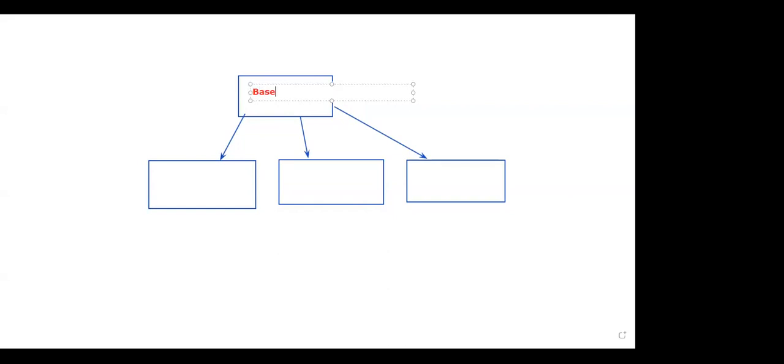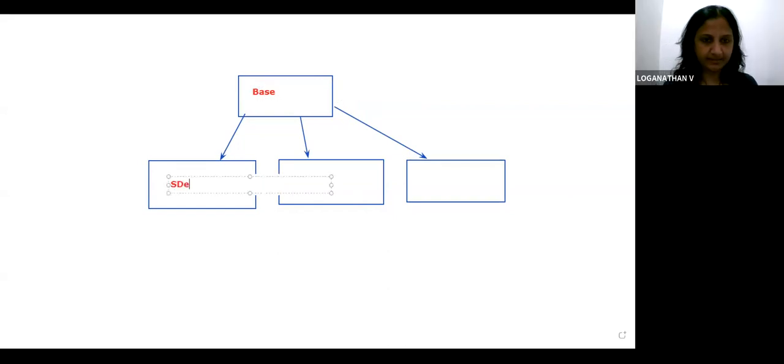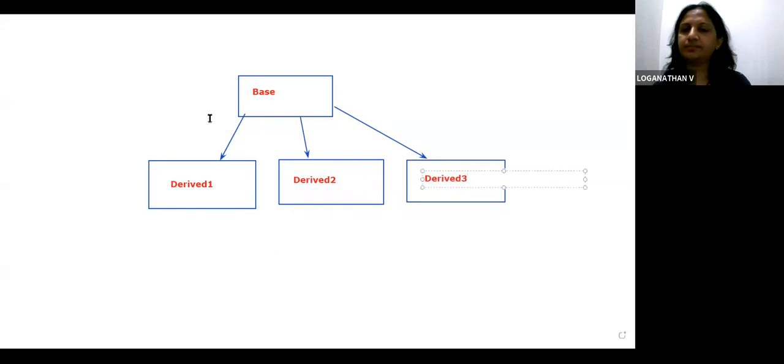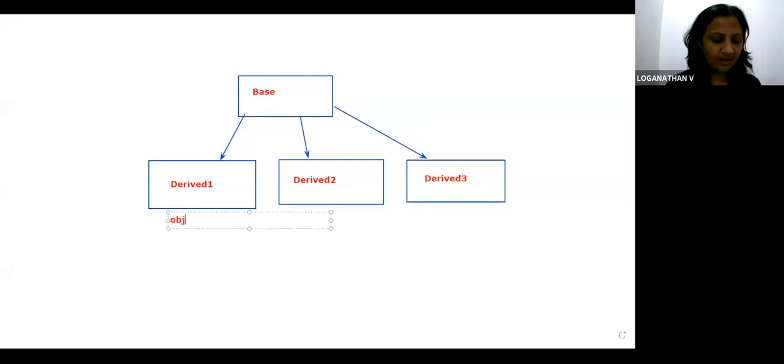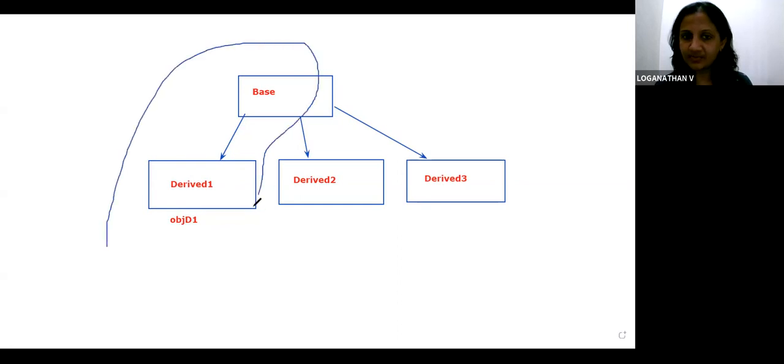I'll create a base class, and I'll create a derived one. You guys remember I have done this one. Derived two. Then to which class should I create the object after the inheritance? To access the data, if I create the object D1, tell me what I can access. Derived one class means object one. That means I can access only the base class with the derived one class. I cannot access derived two and derived three. Yes or no?